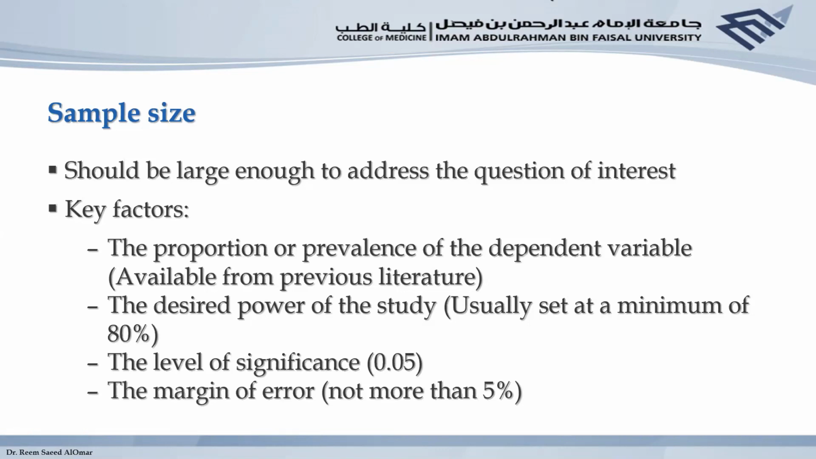هذا تجيبه من previous literature. Okay. النقطة الثانية إيش هي desired power of the study. أنا إيش desired power تبعي؟ طبعا كل ما كانت أعلى كل ما كانت أفضل، لكنها usually set at a minimum of 80%. بعدين level of significance 0.05. وآخر شيء margin of error never more than 5%.